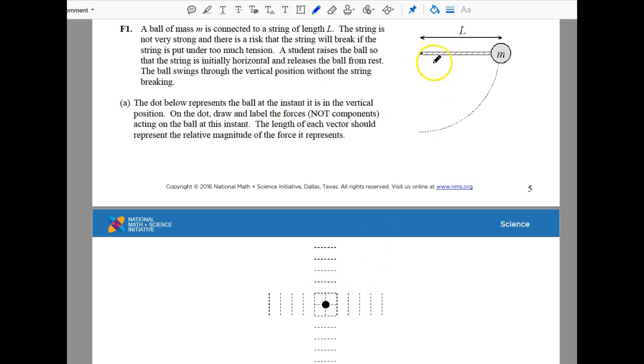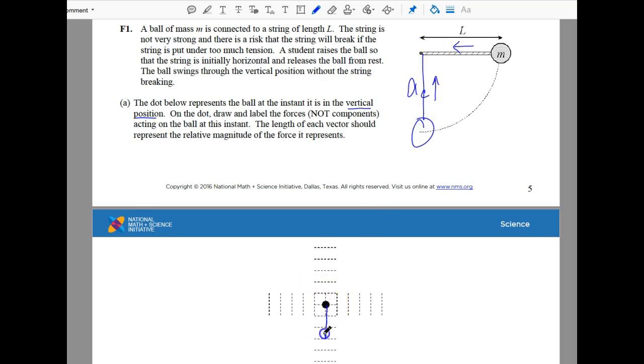So we have to remember, because it's connected to a string, that it has some sort of centripetal acceleration, which means that there is always a greater force going towards the center of the circle than anything else. Be careful, it says that it wants us to draw the free body diagram when it is in a vertical position. So not this way, they trick you. It means that the ball is down here and the string is connected this way.